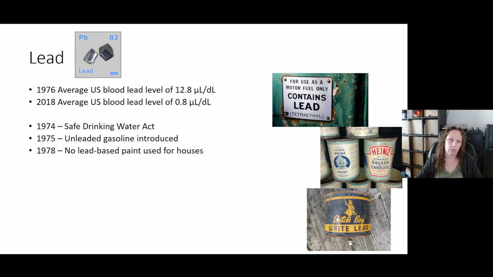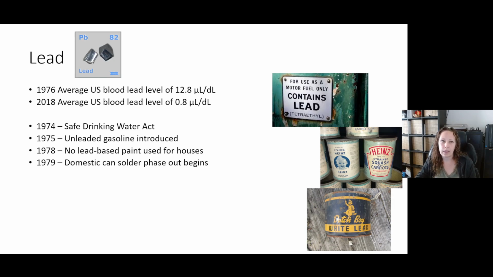In 1978, there was regulation that no lead-based paint could be used for houses. The reason lead was in paint: it made colors brighter, it enhanced the durability of paint, it helped the paint resist moisture, it also sped up the drying during the painting process. All great things except lead.